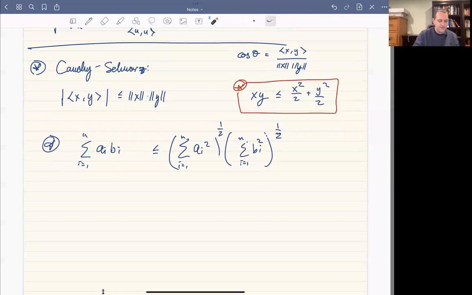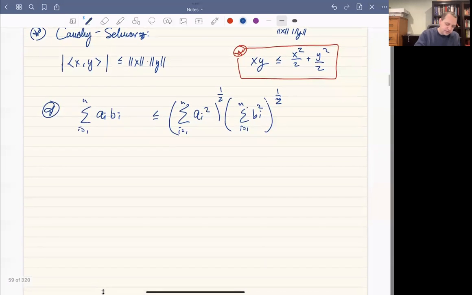That's exactly what this says when the inner product is the dot product itself for vectors in R^n, right? Because if you think about the length of the vector in R^n, what is that other than the square root of the sum of the squares of the components? And so anyways, this is Cauchy-Schwarz. This ends up holding for all inner products.